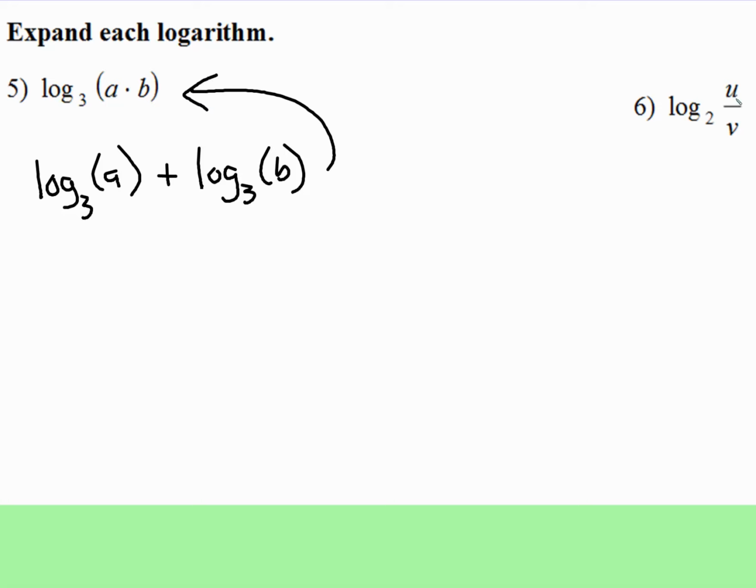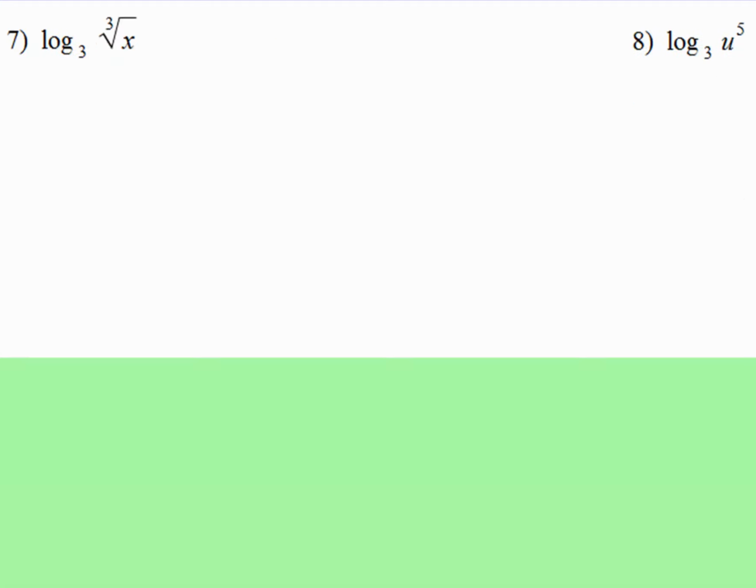All right, so now we've got a division. Log base 2 of u, subtract log base 2 of v. And notice the order. The u is in the numerator, so that is the one we start with, subtracting the log base 2 of v. And in the product rule one, the a comes before the b. Not that it necessarily has to work that way, but it is a good idea to do it that way.